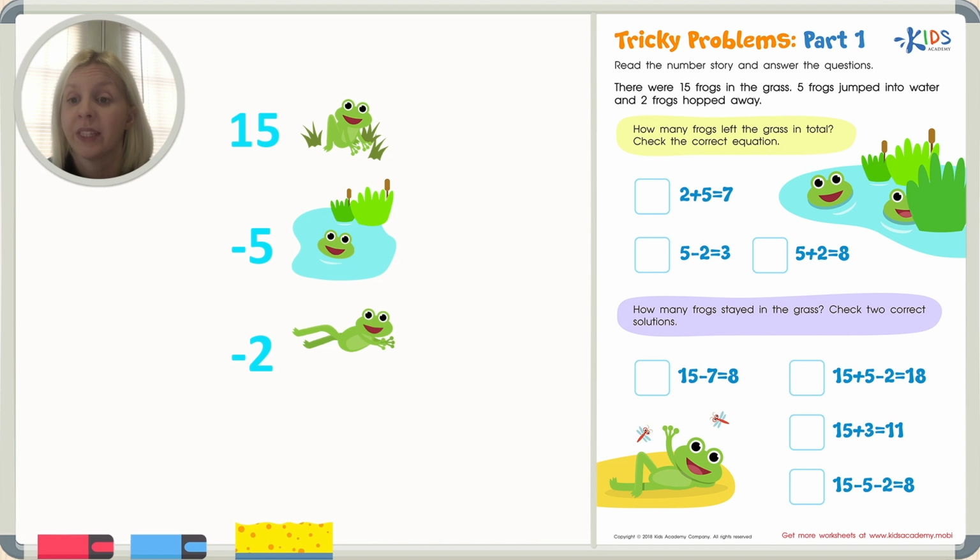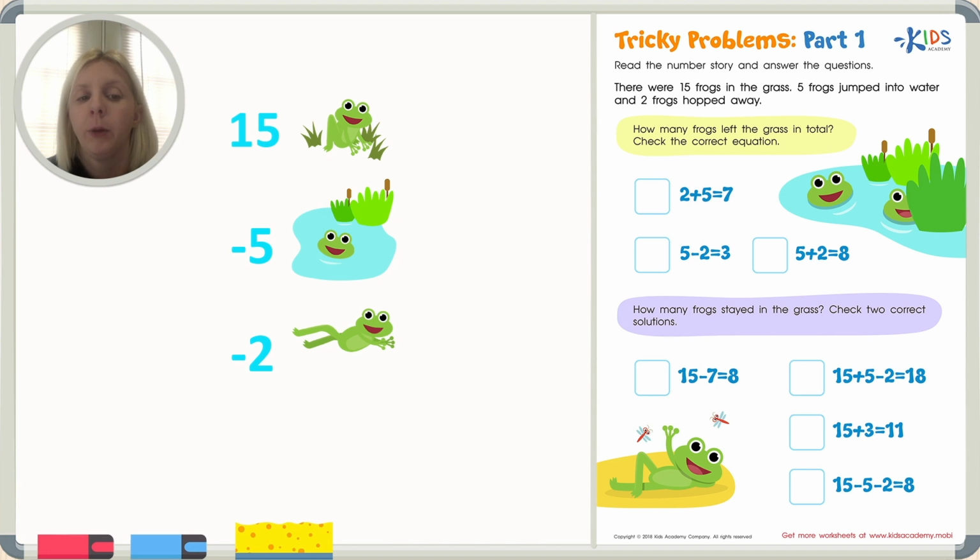Now, the first time I read this, I thought it said left in the grass because my brain was trying to figure out what the whole problem meant. But don't be tricked on it. It says how many frogs left the grass in total. So if they left, they were the ones that went away. So we've got 5 of them that went away and 2 of them that went away from the grass. So what we need to do here is add up those 2 numbers. So we've got 5 and 2. How many does that equal?